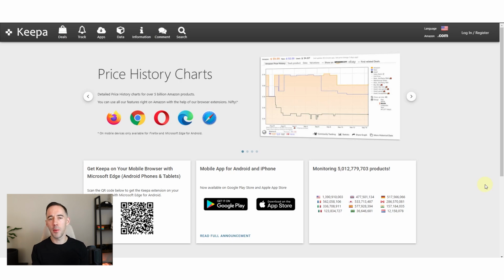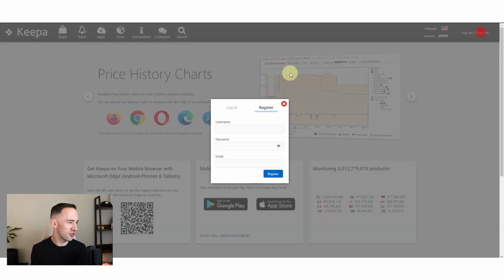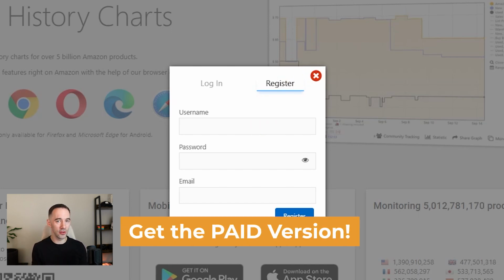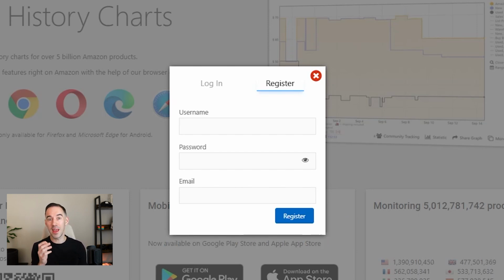So first thing you need to do is come over to keepa.com and go to register, and you're going to have to create an account with Keepa. There are two options, a free and a paid, and you basically need the paid version. It's going to give you historical data, which is the thing that's going to allow you to make good informed decisions, which we're going to go through today in this video.